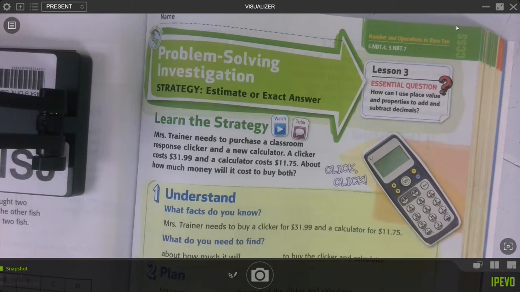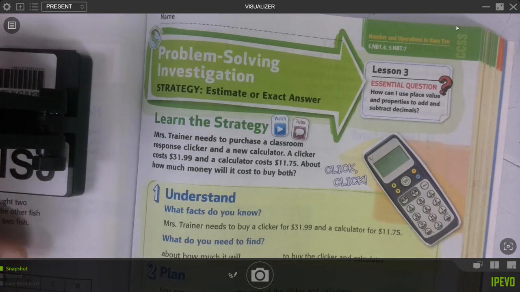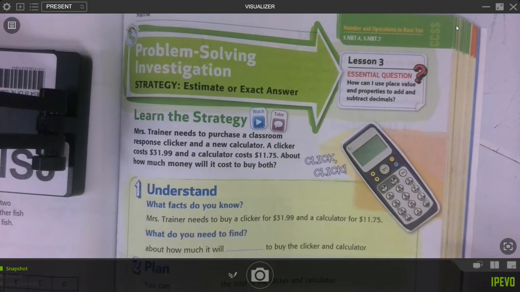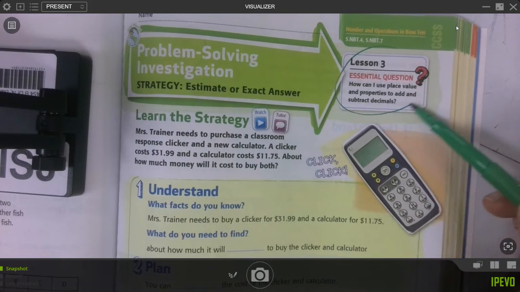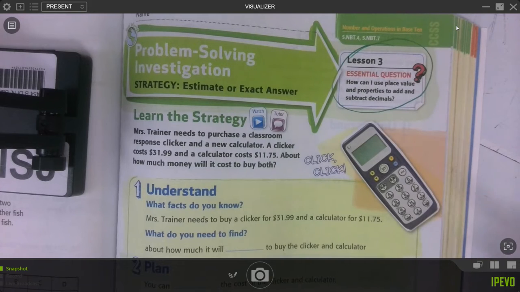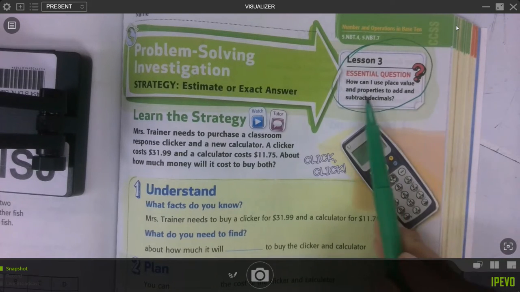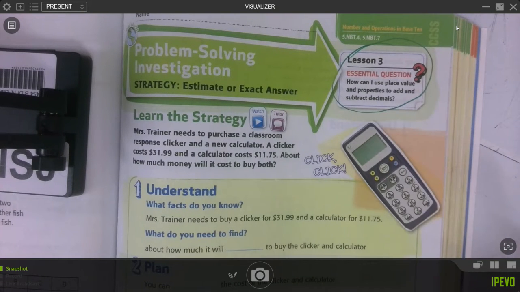Welcome to Chapter 5, Lesson 3. Our essential question remains the same. How can I use place value and properties to add and subtract decimals? We have not learned about the properties yet, but that is coming soon. We are on page 315.